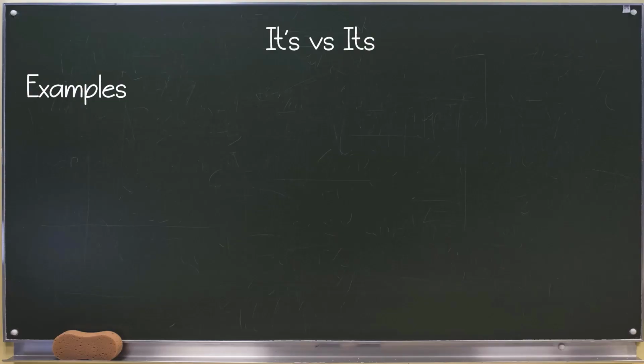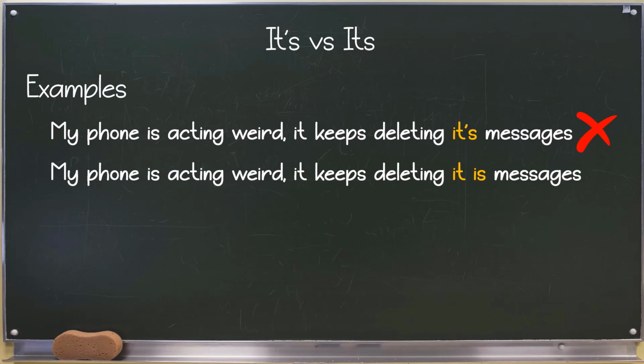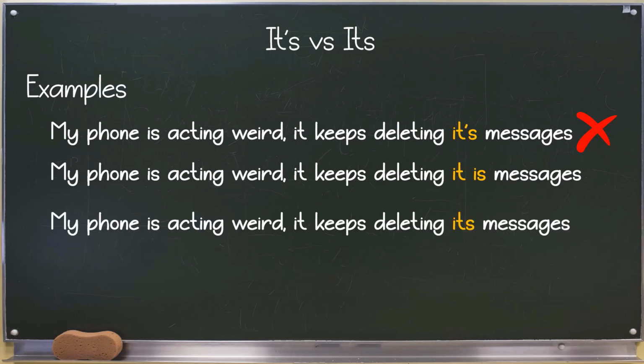Now let's look at some funny examples of incorrect usage of it's and its that you may have seen before. My phone is acting weird. It keeps deleting it's messages. Now this sentence is incorrect. It's in the sentence is a contraction, which when expanded would read, my phone is acting weird. It keeps deleting it is messages. The correct sentence should be, my phone is acting weird. It keeps deleting its messages, without an apostrophe. This way, we are associating the messages with the phone.